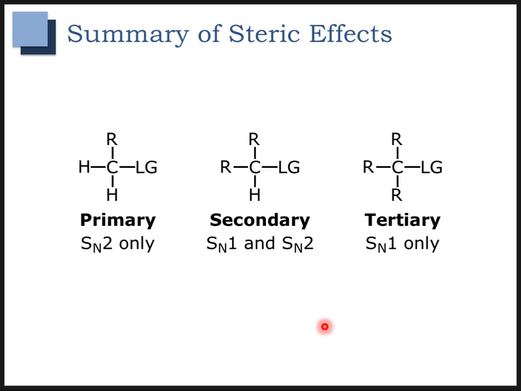Okay, so just to summarize our steric effects, if you have a secondary substrate, then you could potentially have an SN1 or an SN2 reaction. Tertiary substrates can effectively only undergo SN1 because they need that stable carbocation. And primary substrates effectively can only undergo SN2.